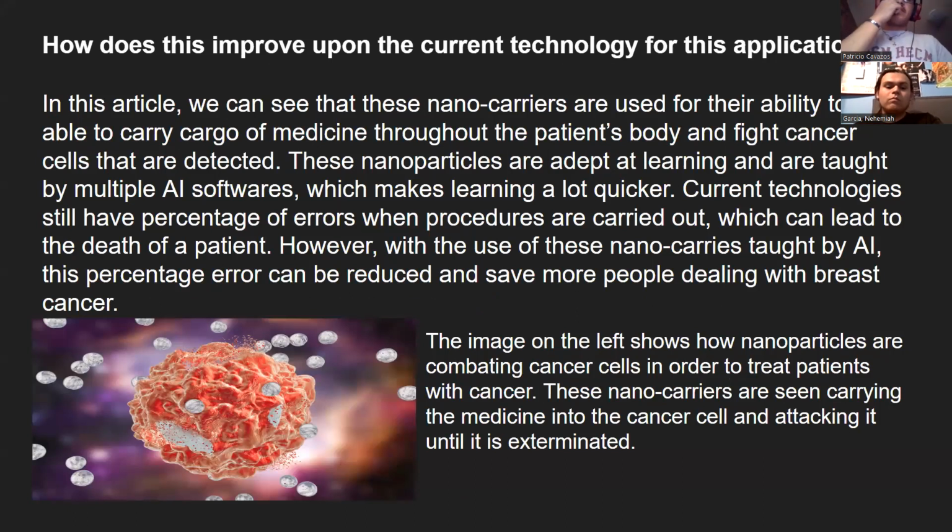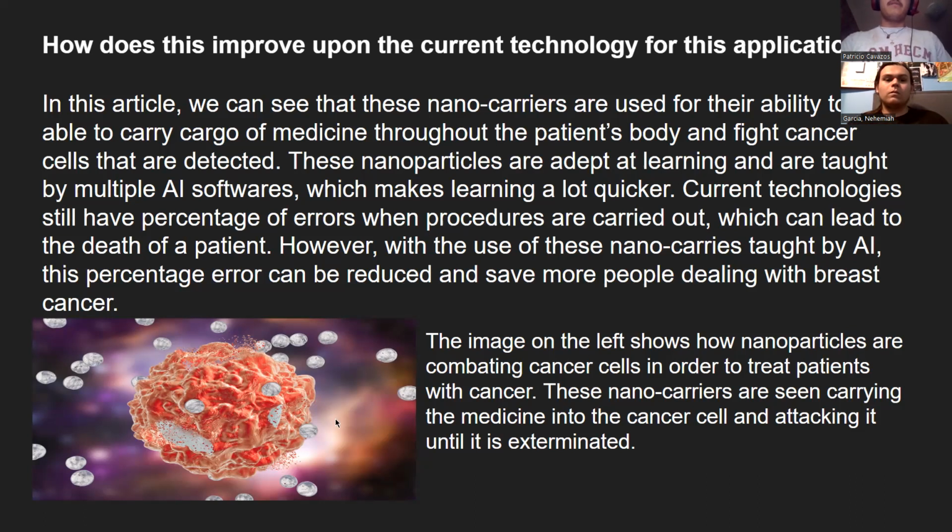Not only that, we know that as of today, there is still some percentage error within these operations, such as the delivery and the detection of cancer cells by the nanocarriers. So in the future, if our AIs teaching these nanocarriers how to detect cancer cells and combat them with the medicine provided improve, we can reduce this percentage error, which would increase the percentage of people surviving breast cancer due to these nanocarriers. And not only that, our technology would be a lot more advanced, which can make this process a lot quicker and could also make these nanocarriers smaller so that they can come in larger numbers.